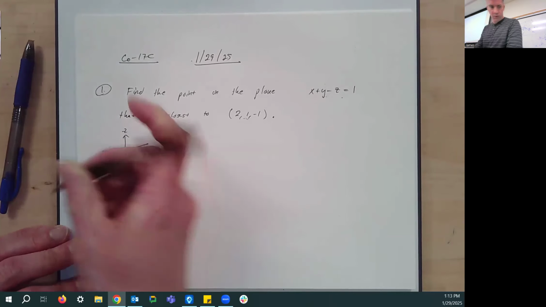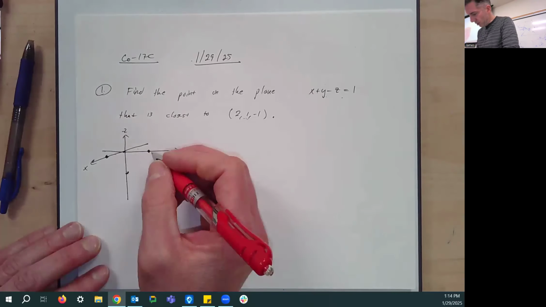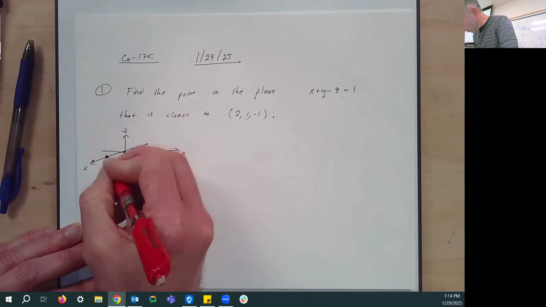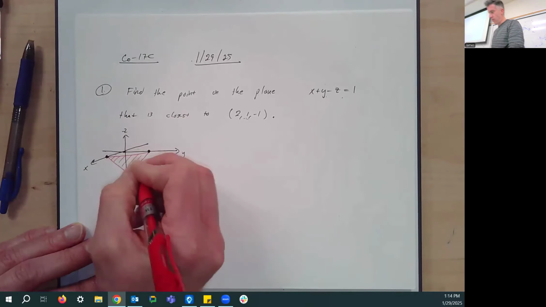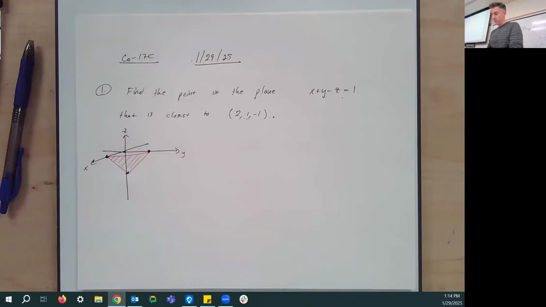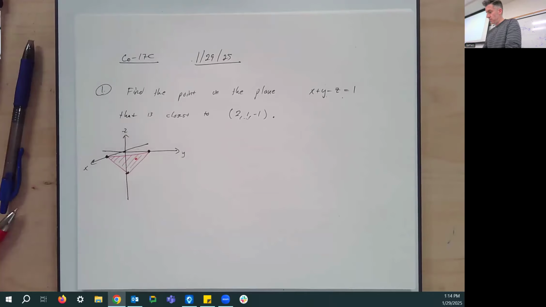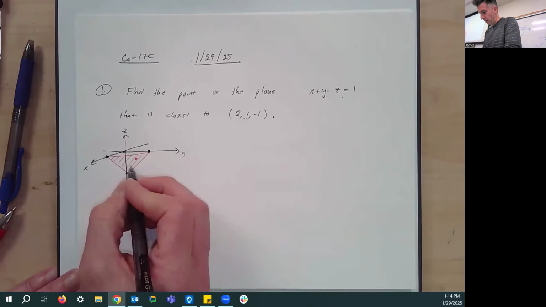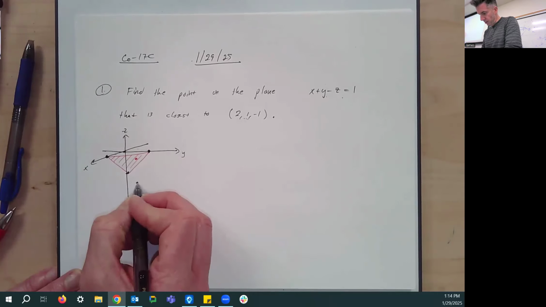Let's draw it in red. So there's part of the plane there. And then we're trying to find some point on this plane that is closest to the point (2, 1, -1). So we're 2 this way, 1 that way, 1 that way. So maybe like down about, let's say there.